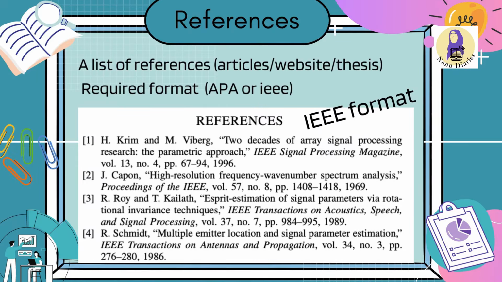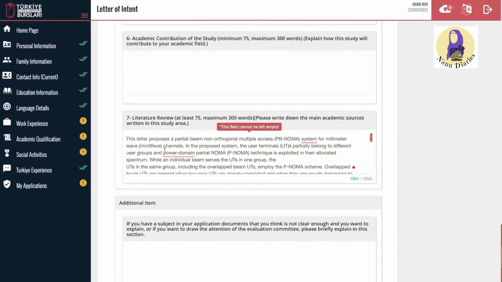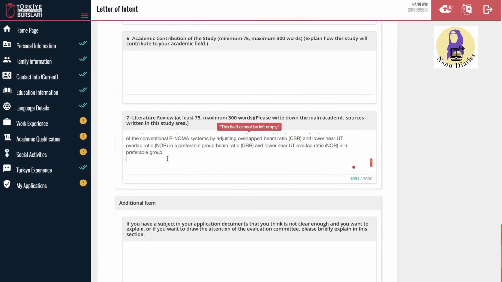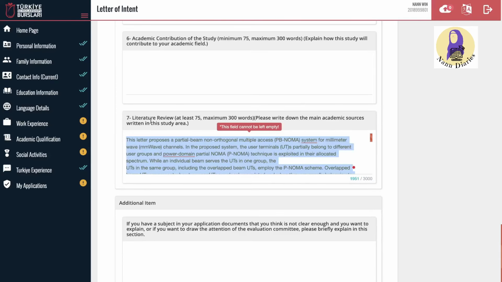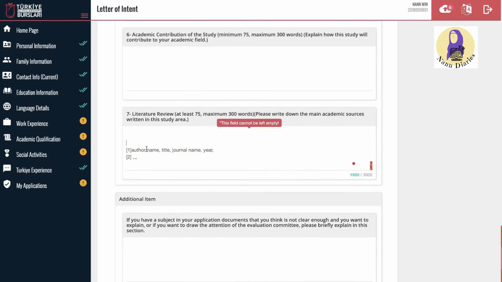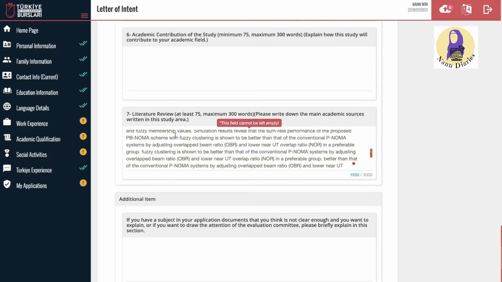This is what I copied and pasted. This is approximately 300 words, but here you can see there is some more space you can write. And for the remaining characters, you can list down the references which you used in the study, the ones you made citations of, the academic resources in your study.